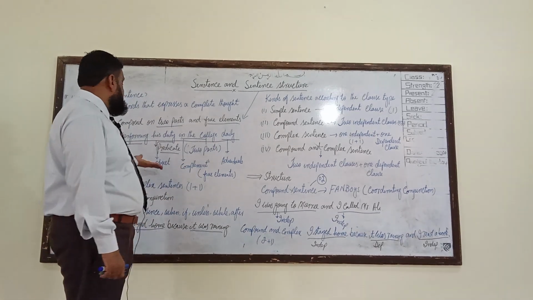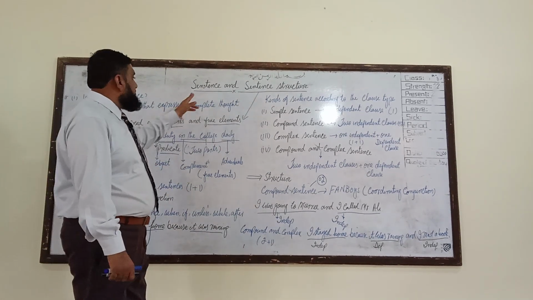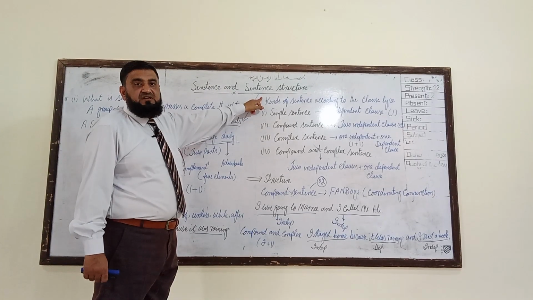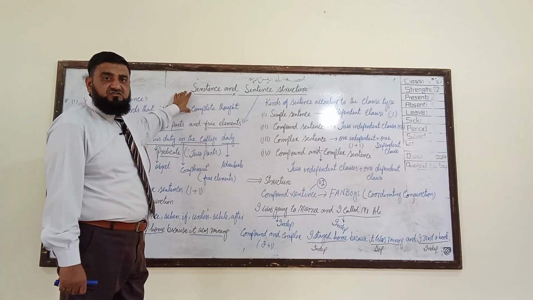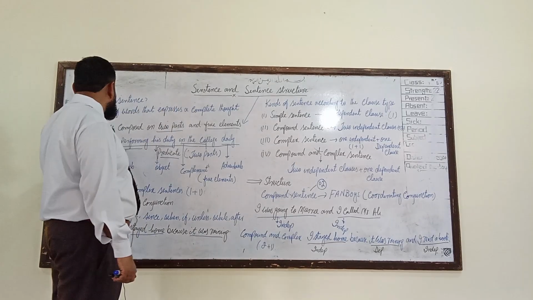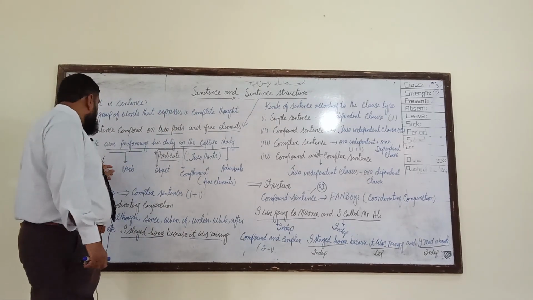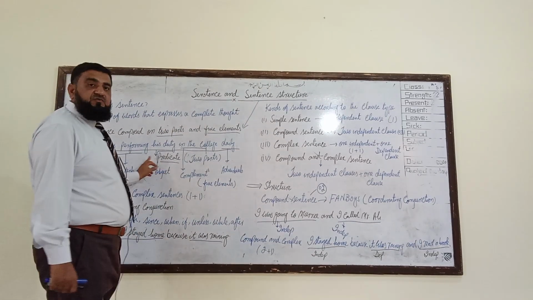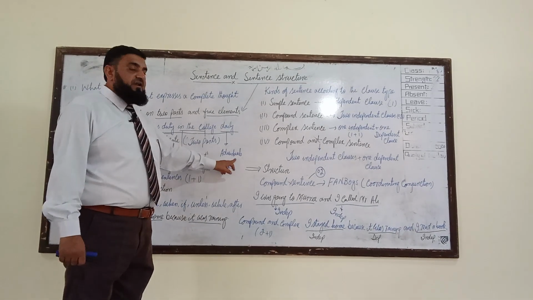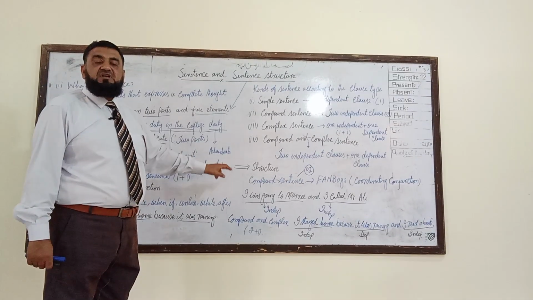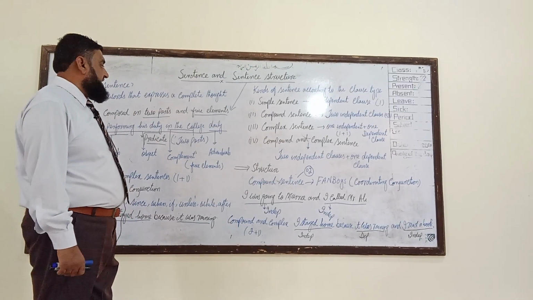Another thing is the basic structure of a sentence. So, sentence and sentence structure. A sentence is a group of words that expresses a complete thought. The structure of a sentence is 2 parts, subject and predicate, and 5 elements: subject, verb, object, complement and adverbials. These are called the 5 elements of a sentence.